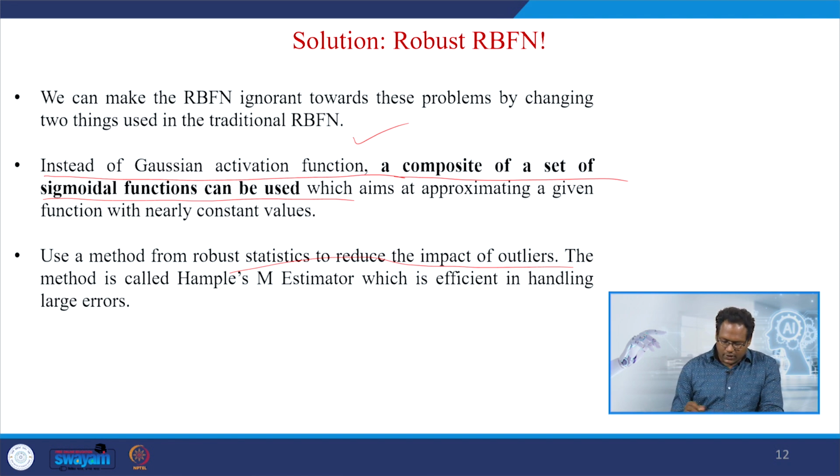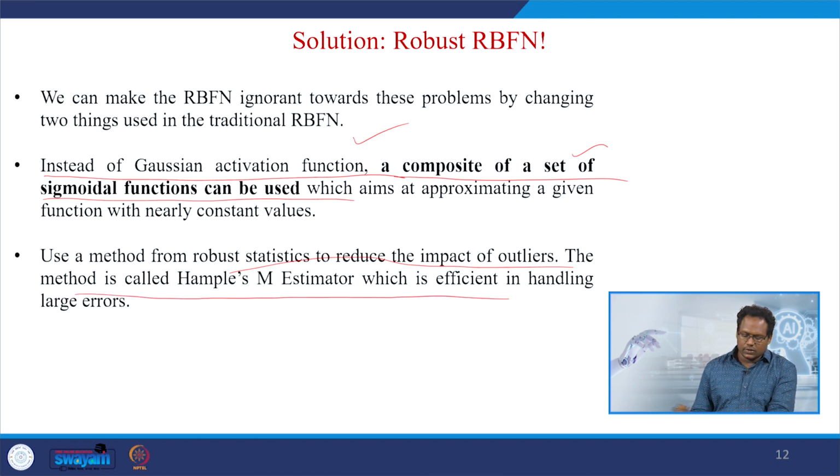The first one, in order to address the constant regions of the functions, we may use a combination of sigmoidal functions. The second one, in order to address the effect of outliers, we can go for a method called Hampel's M estimator, which is efficient in handling large errors.